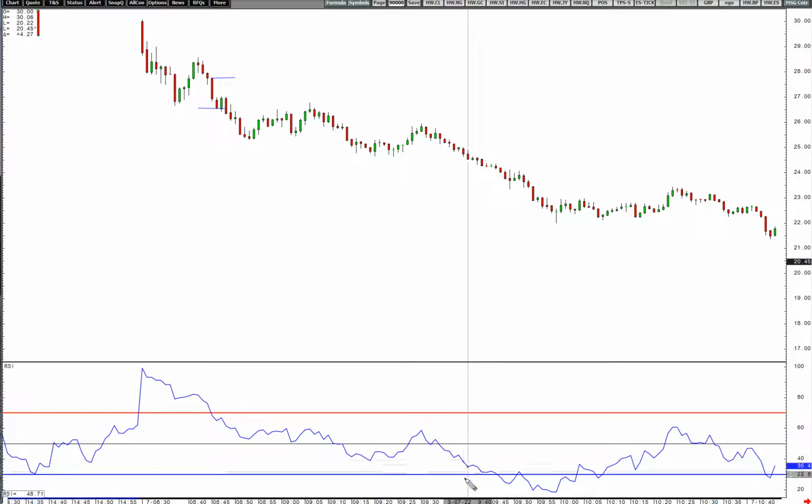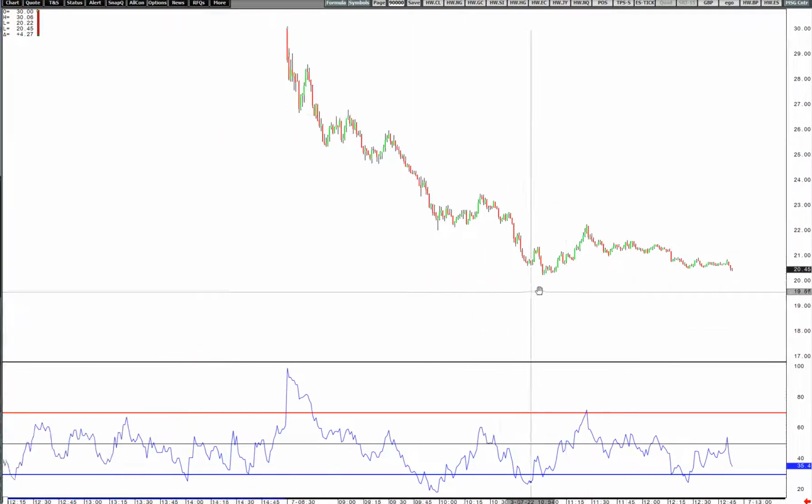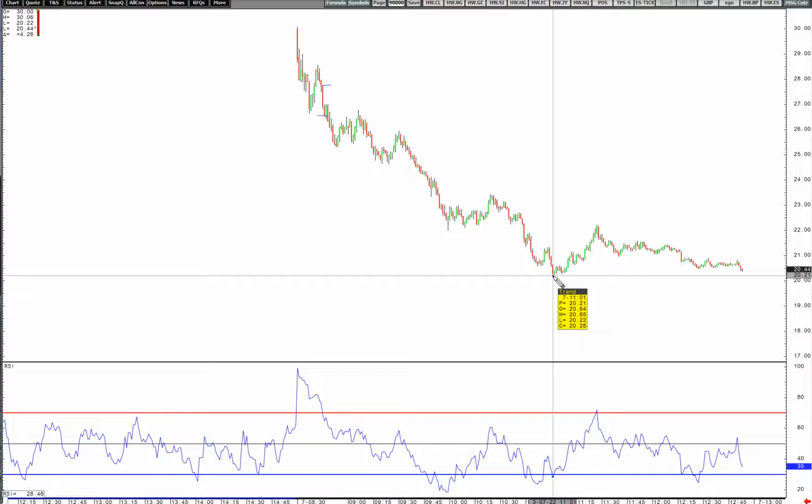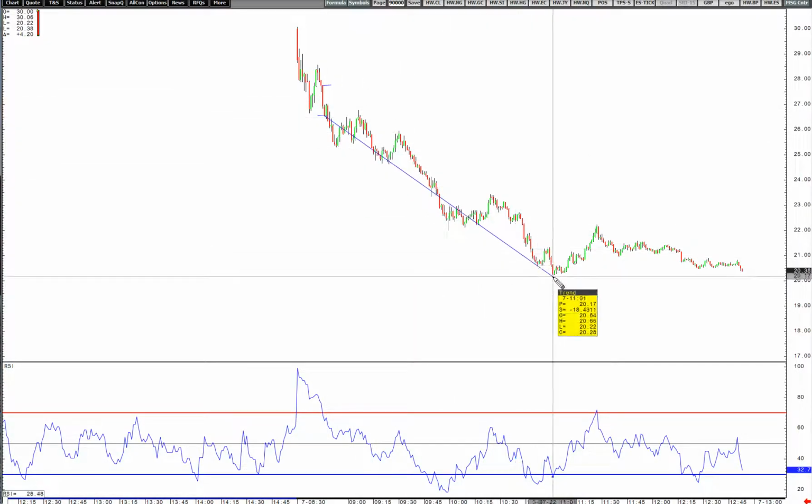And let's see, it went all the way down to 20.22. So 20.22 minus 26.55, divided by 1.22, you made about 5 times your risk shorting here down to here.